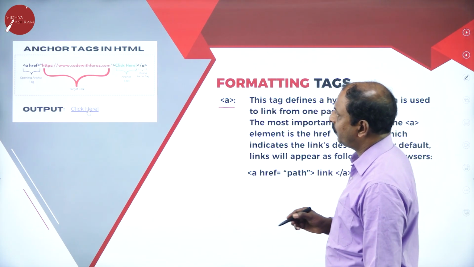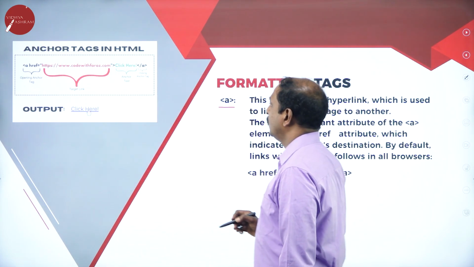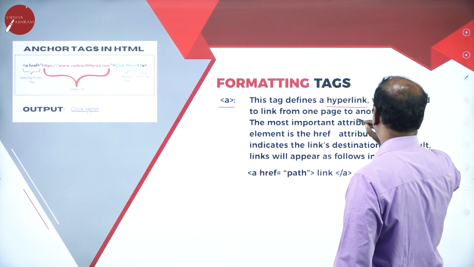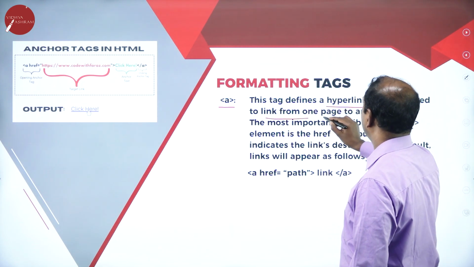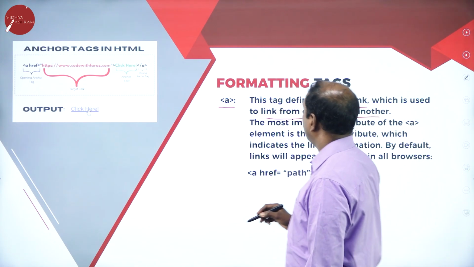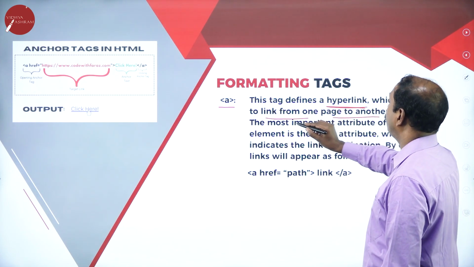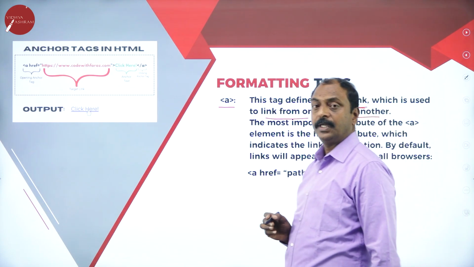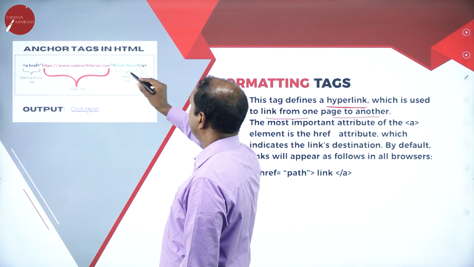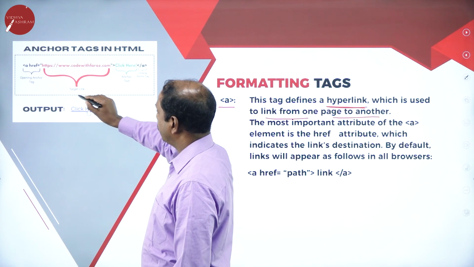Here A stands for anchor tag in HTML. This tag defines a hyperlink, which is used to link from one page to another page. So what is the meaning of anchor tag here? The anchor tag is also called a hyperlink, and it is used to connect a link from one page to another web page. If you look at the example here, this is the syntax, and here is "click here", and when you execute the program you will get the output like this.